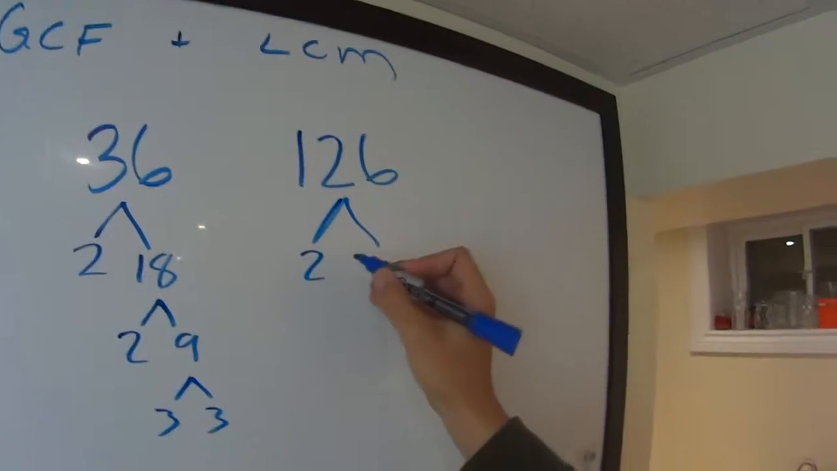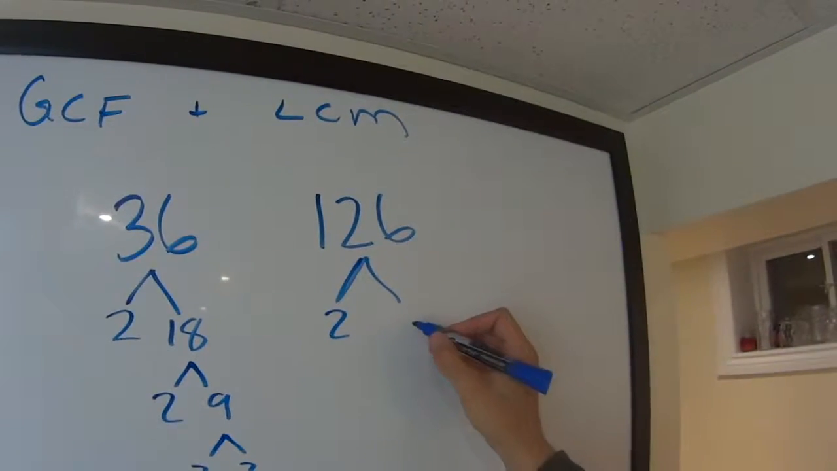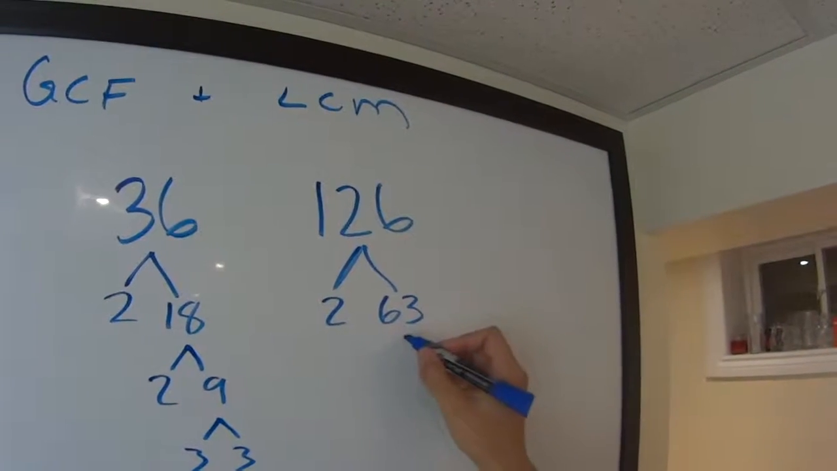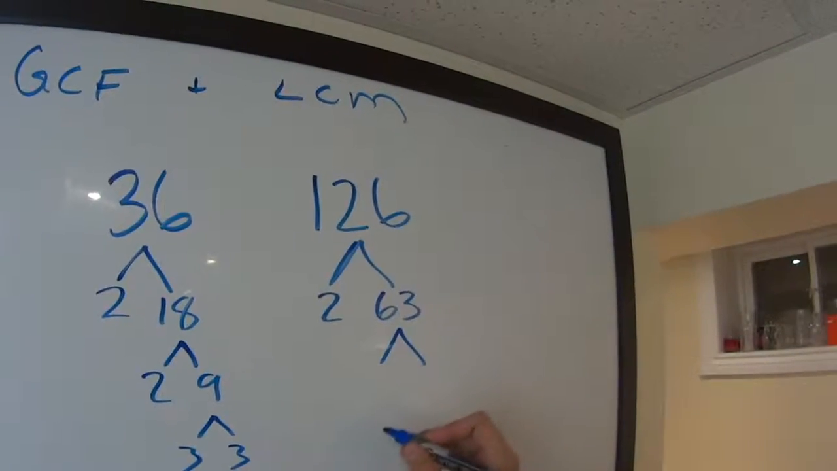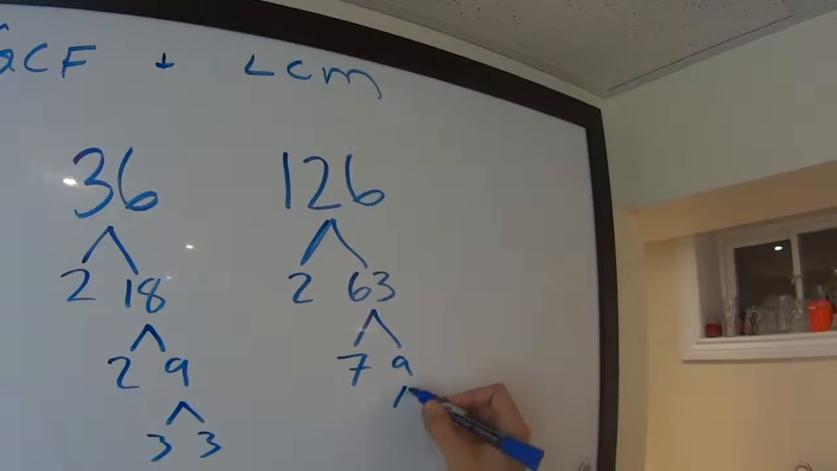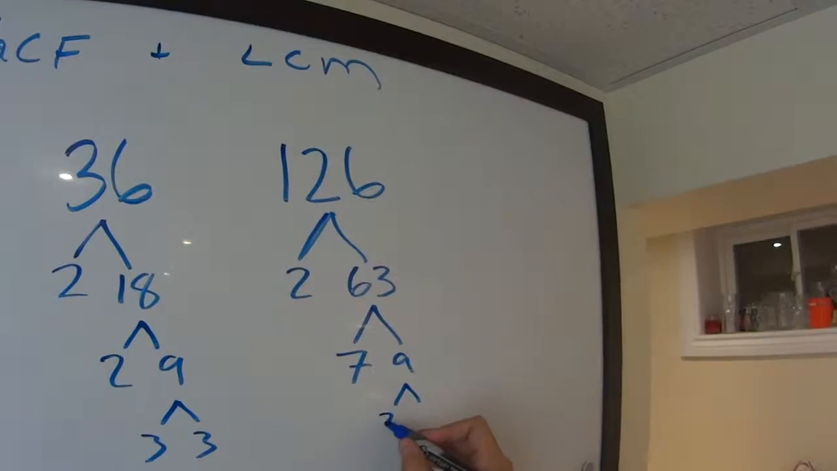126 looks like 2 and 63. 63 becomes 7 times 9. 7 times 9 is 63. 3 times 3 equals 9.